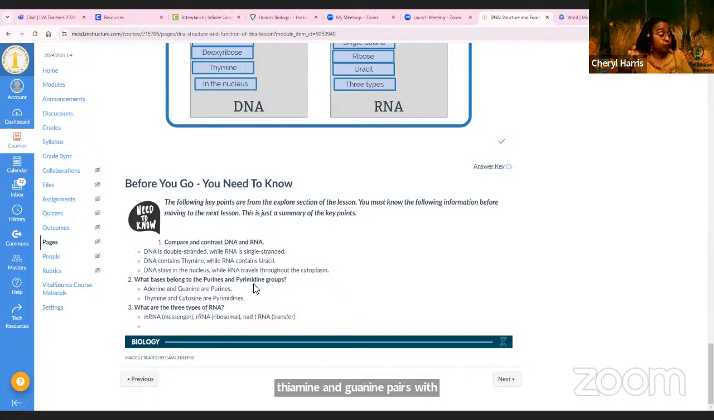That is a rule. Okay, and because they pair, yes, there will be an equal amount of each in any DNA sample that you find. In other words, you're not going to have 20 adenines and only 15 thymines because they have to pair up. So if you have 20 adenines, there's going to be 20 thymines as well. Okay, all right. And then we just talked about there are 3 different types of RNA.